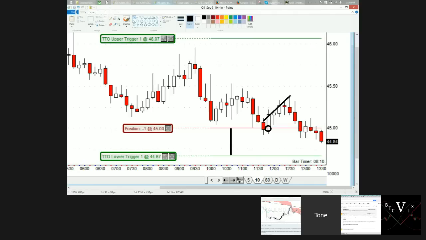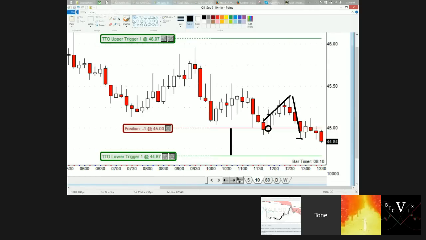It went against me. That wasn't good. But once it came back down and it went under my 45 again, then I became very comfortable in the trade because it made a lower low. And that's pretty much how I've been trading oil.